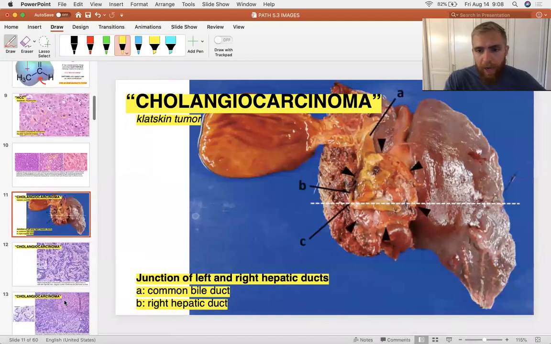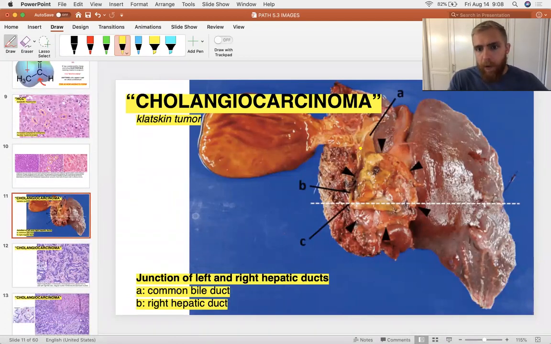So what does that look like? It's called a Klatskin tumor. Here's what it looks like. And actually, we're going a little bit backwards with this one, because this one's saying A is the common bile duct. In this image, A is common bile duct.